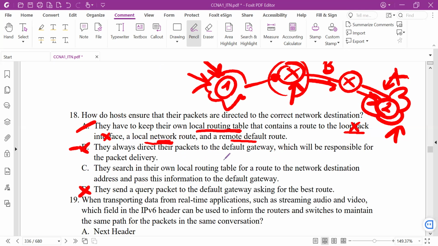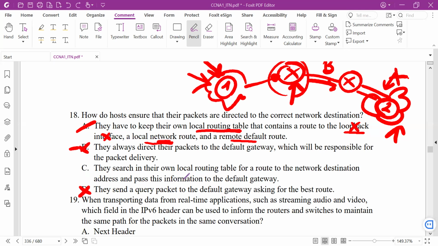They search in their own local routing table for a route to the network destination address and pass this information to the default gateway. If you understand the process of how packets are routed, it will be much easier to eliminate answers like this one. Because how does information go from 1 to B?